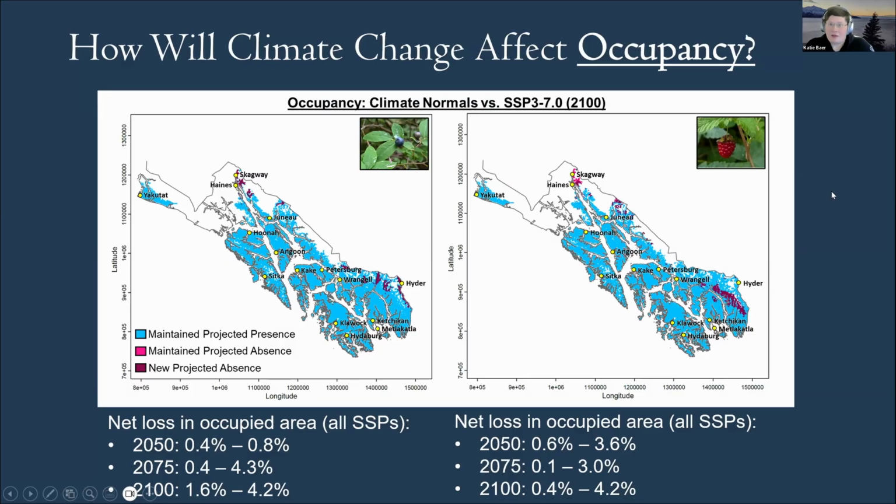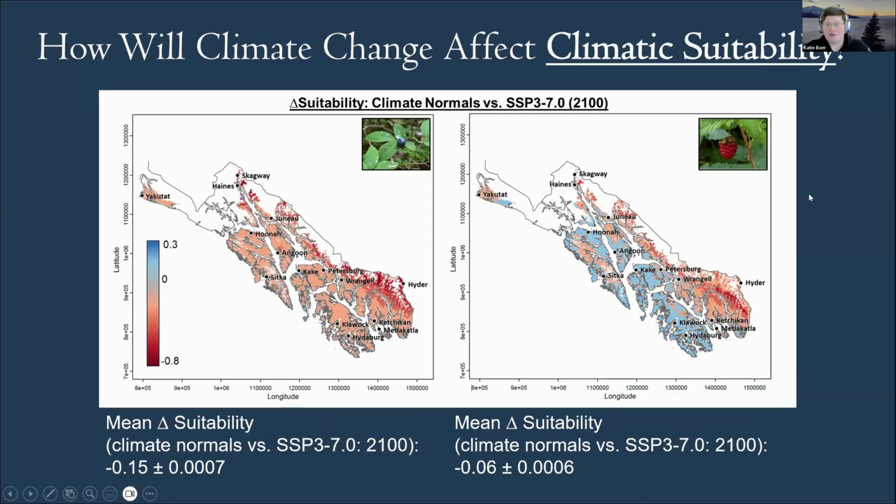Now, if we look at, rather than binary predictions for occupancy, we look at this continuous variable of climatic suitability and kind of overlay climate normals versus future climate projections, this is what we see, which is a little bit more concerning.